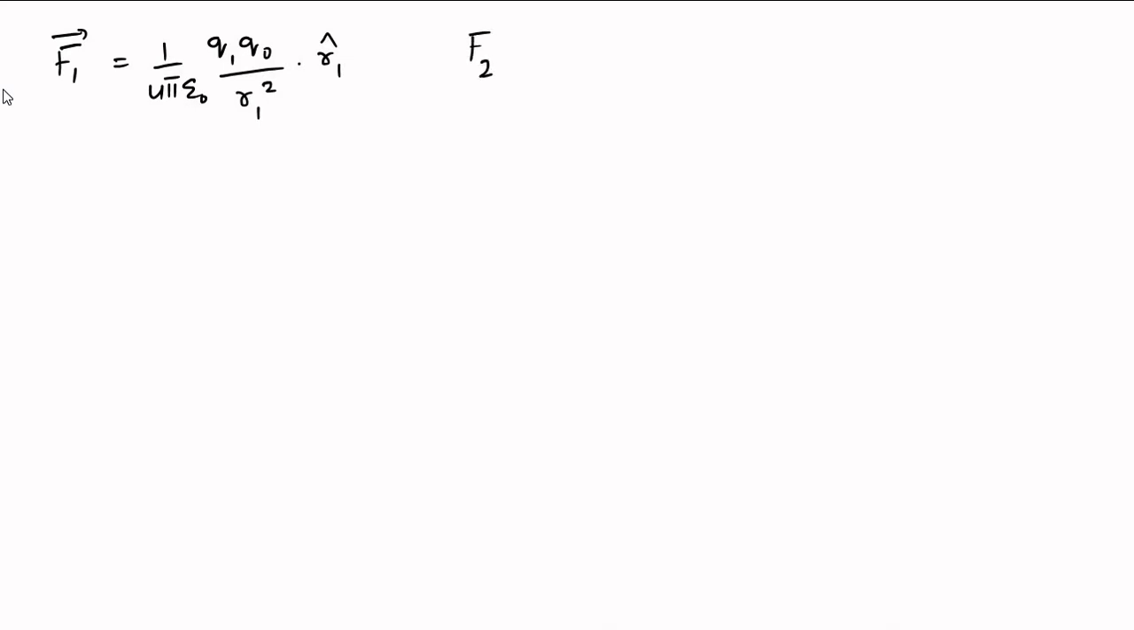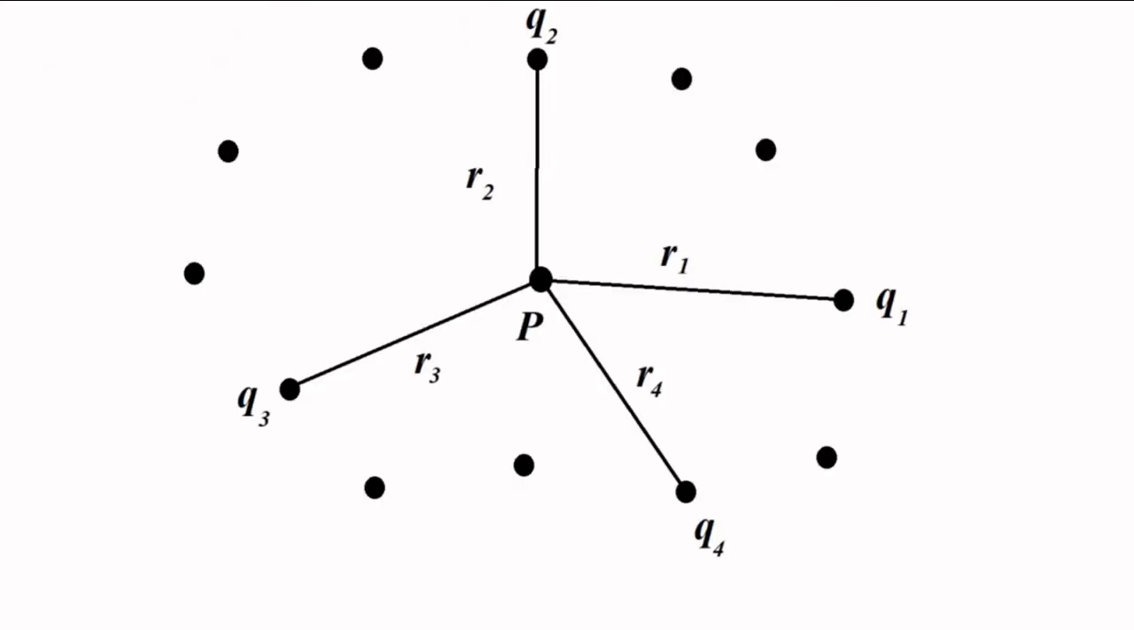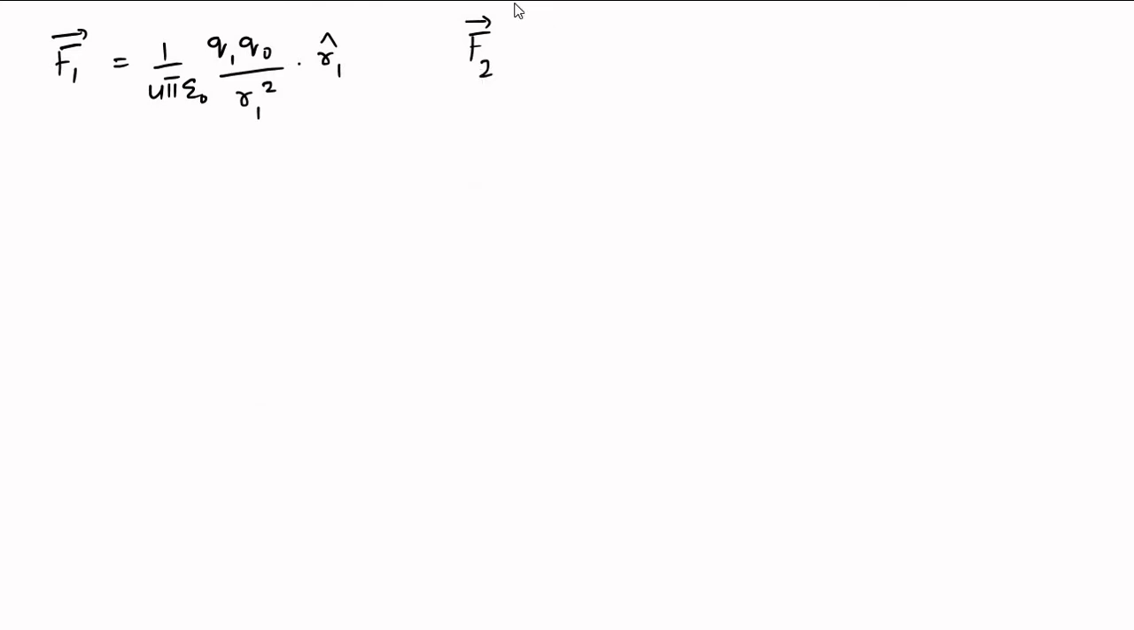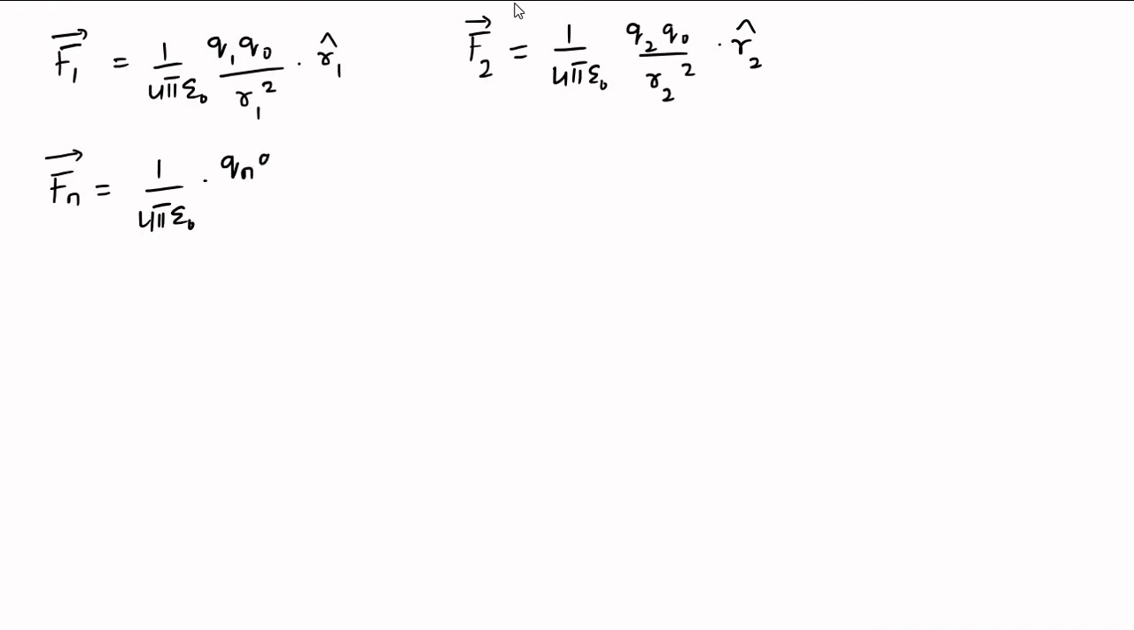Similarly, F2, the Coulombic force due to charge Q2, is given by F2 is equal to 1 by 4 pi epsilon 0 Q2 Q0 by R2 square R2 cap, and so on. Similarly, the Fn vector, the Coulombic force due to the nth charge, is given by 1 by 4 pi epsilon 0 Qn Q0 by Rn square Rn cap.